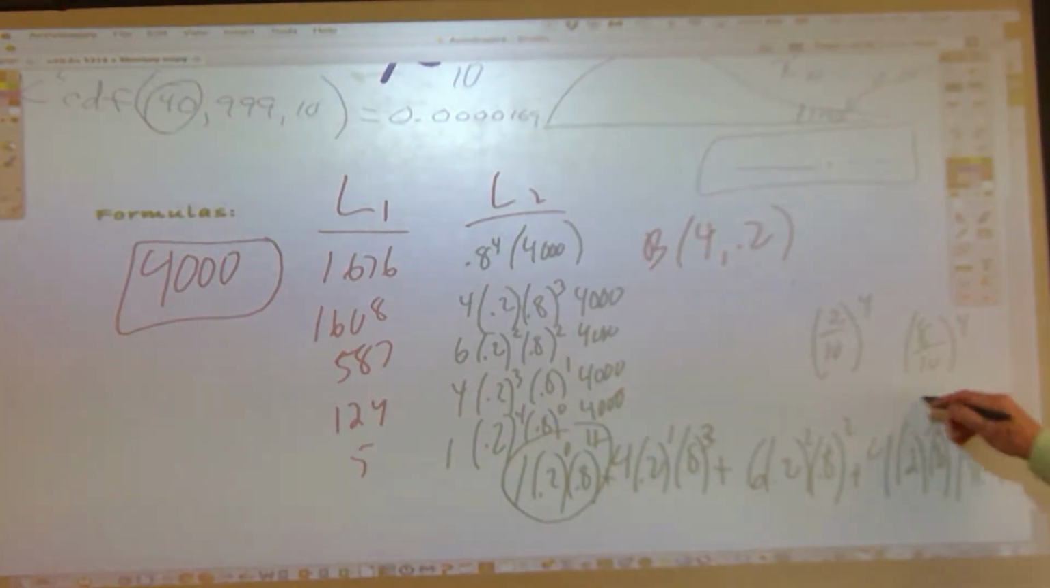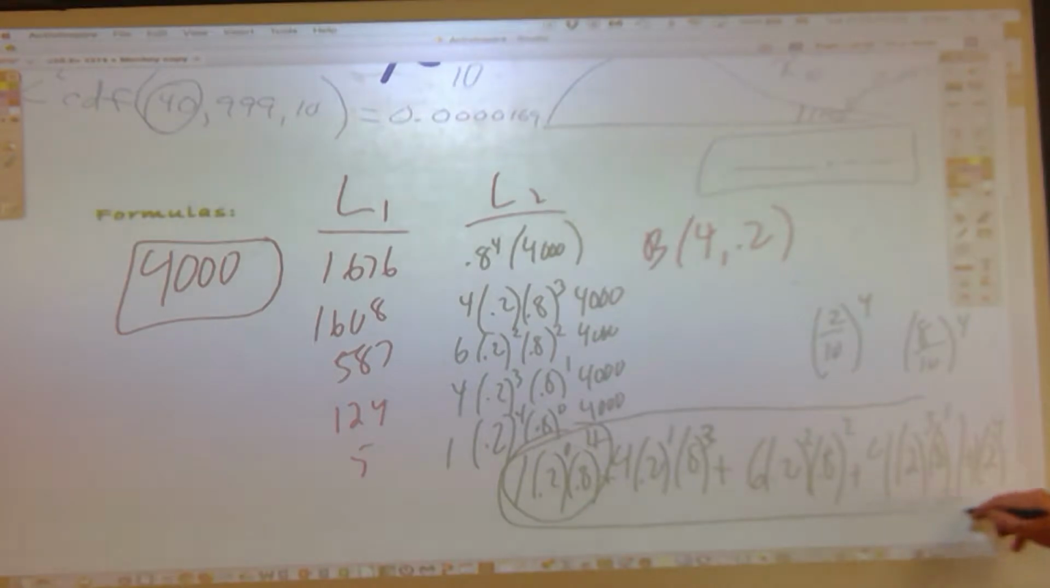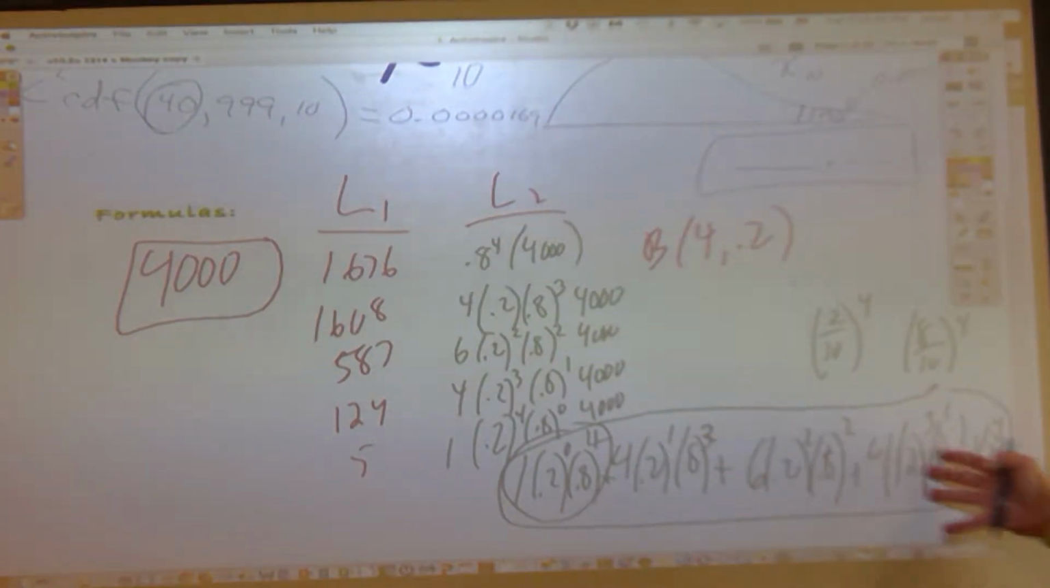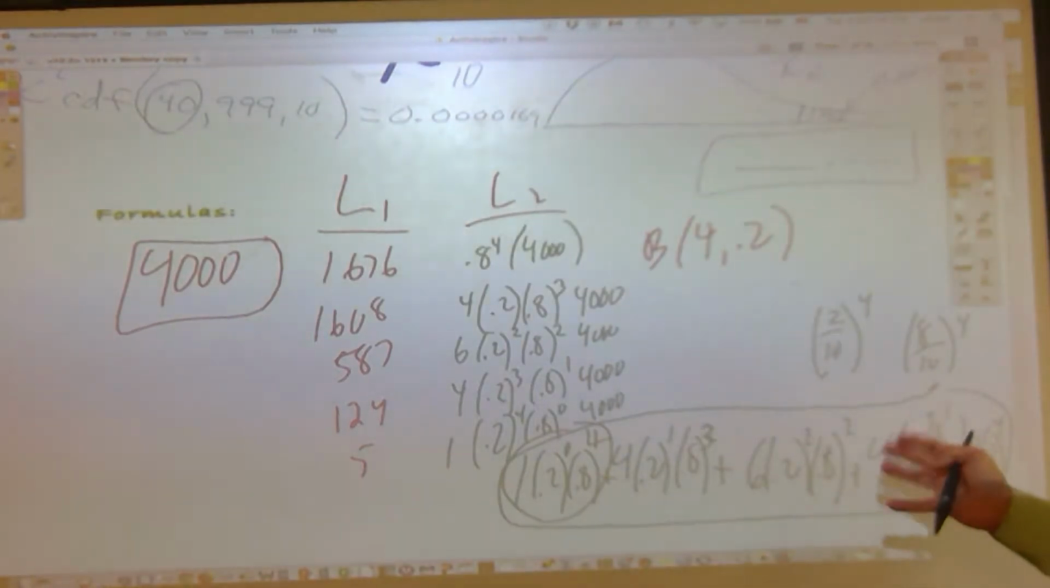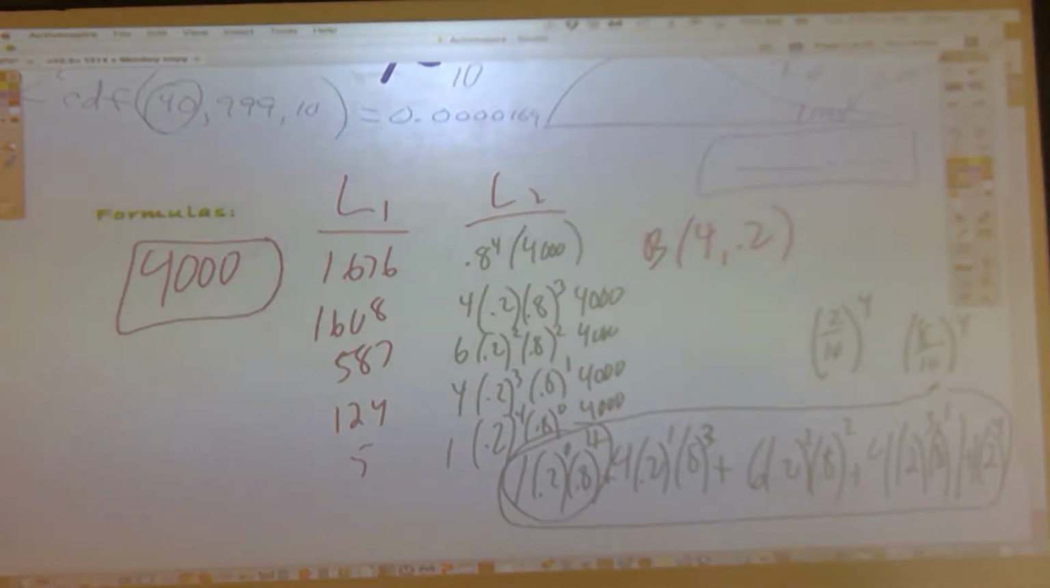I mean, these numbers in the binomial probability distribution all have to add up to 1. So that means you'll get 100% of the 4,000 using these numbers. Further questions?